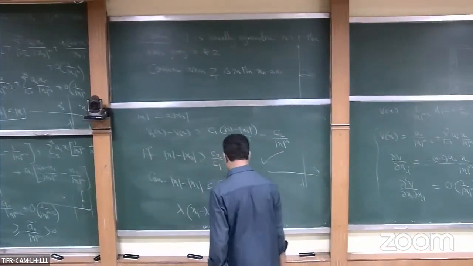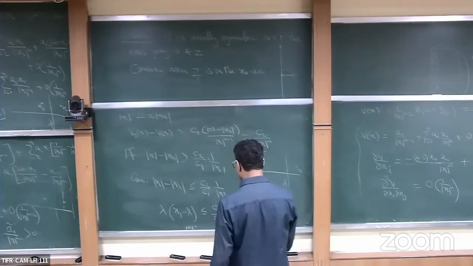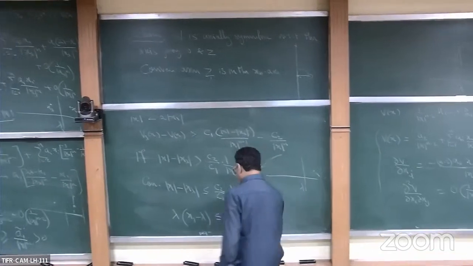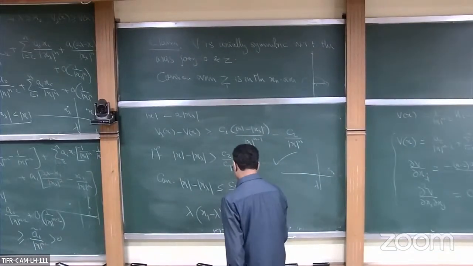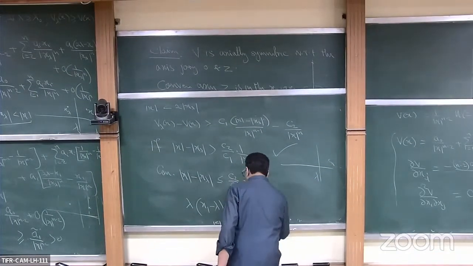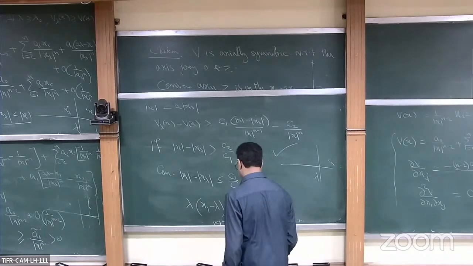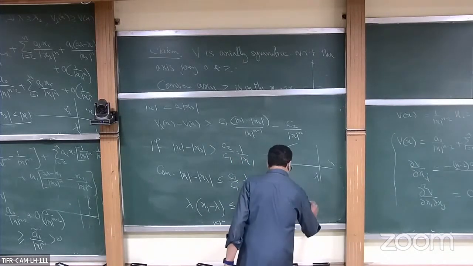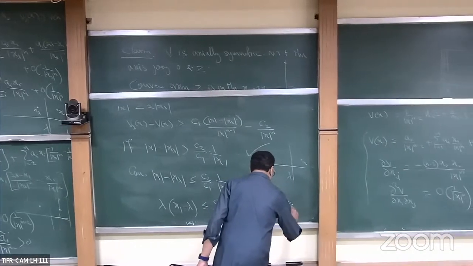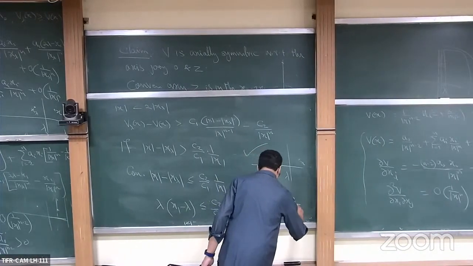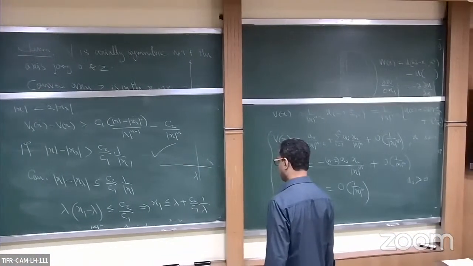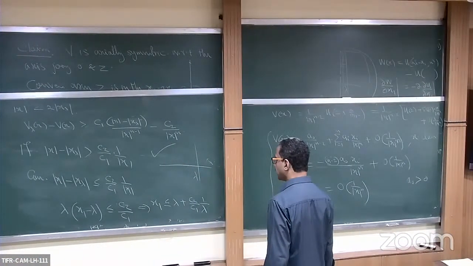So what does it mean? So this means, where is x1? So this implies that x1 is less than or equal to lambda plus C2 by C1, 1 by, right?